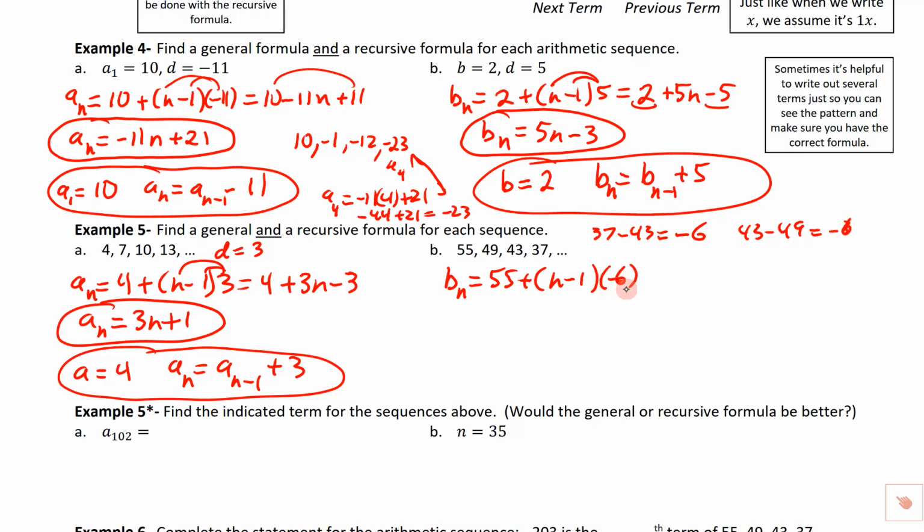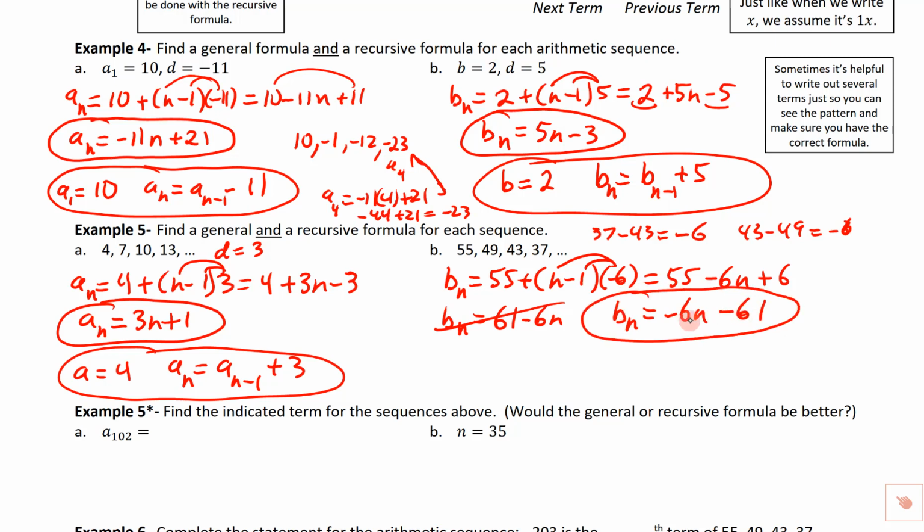Now, because that's negative, I'm going to put that in parentheses, and then I'm going to distribute through. So let's see what we get here as we go through and simplify. So we get 55, and then negative 6n, and then plus 6. So the nth term formula here is going to be 61, and then minus 6n. Now, you'll notice that I wrote this in the opposite order. It's totally okay to do that. We do normally write it this way, b sub n equals negative 6n plus 61, just because it's a little bit more conventional to do that. We normally write the variable term first and then the constant at the end, but either one of those would be okay.